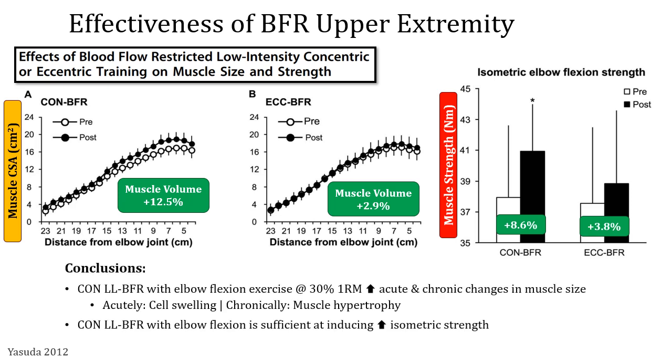So the conclusions here: concentric low-level BFR with elbow flexion exercises at 30% 1 RM increase acute and chronic changes in muscle size. Acutely, significant increases in cell swelling. Chronically, muscle hypertrophy, not just the swelling effect. And then the concentric lower extremity BFR with elbow flexion is sufficient at inducing an increase in isometric strength versus minimal significant improvement, if actually it was not statistically improved pre and post for the eccentric group.